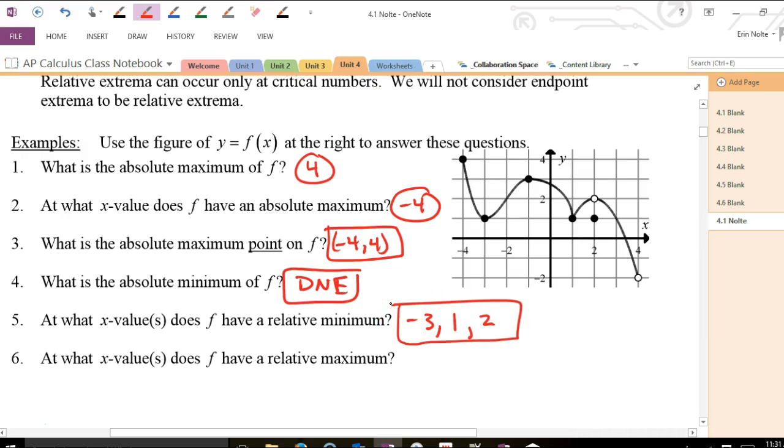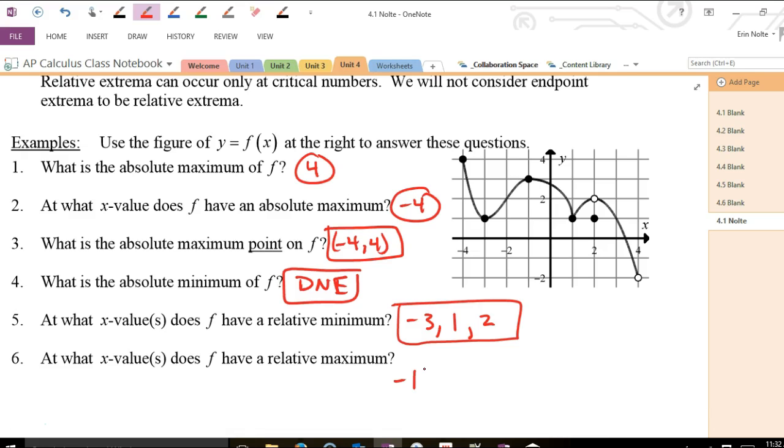Okay, for question 6, at what x value does f have a relative maximum? Where is our relative maximum? Definitely -1. Whoops, I almost wrote x. -1. Any other places? 2. So what's happening at 2? What's at the very top of it? A hole. So can we say the hole?